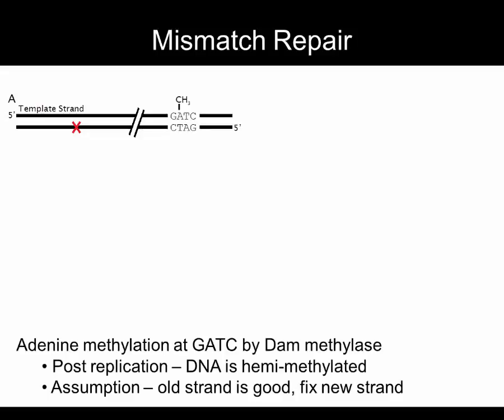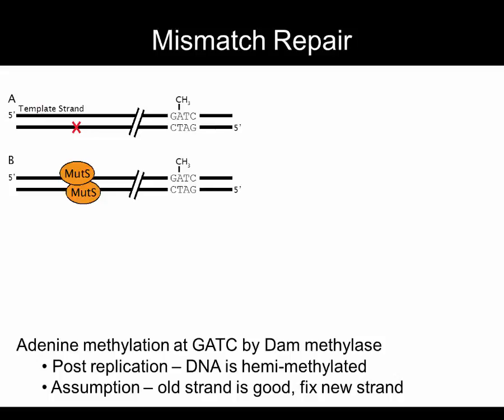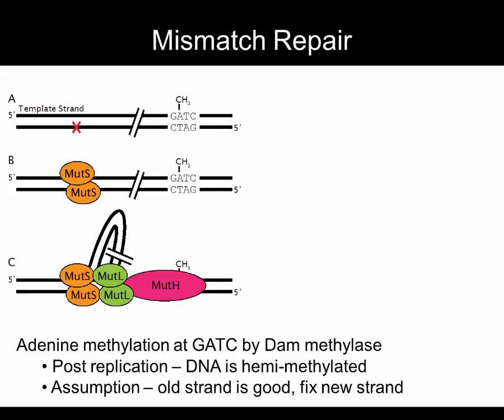Well, in E. coli, the enzyme DAM methylase adds a methyl group to adenines in the sequence GATC. Just after replication, the template strand will be methylated, but the newly synthesized strand won't be yet. We say the DNA is hemimethylated. The protein MutS recognizes mismatches and recruits MutL and MutH. The complex moves along the DNA until it finds a hemimethylated site.